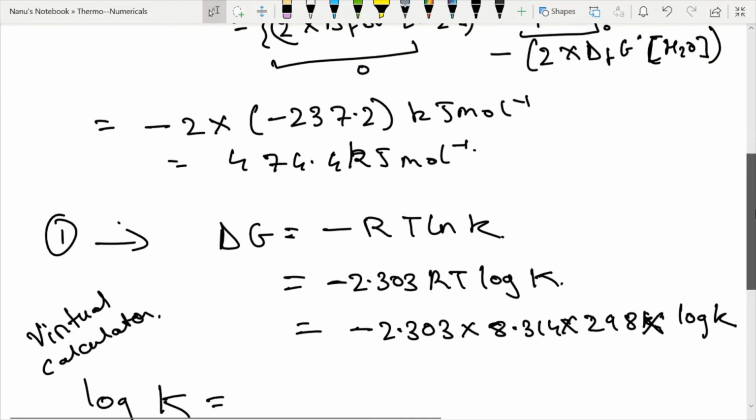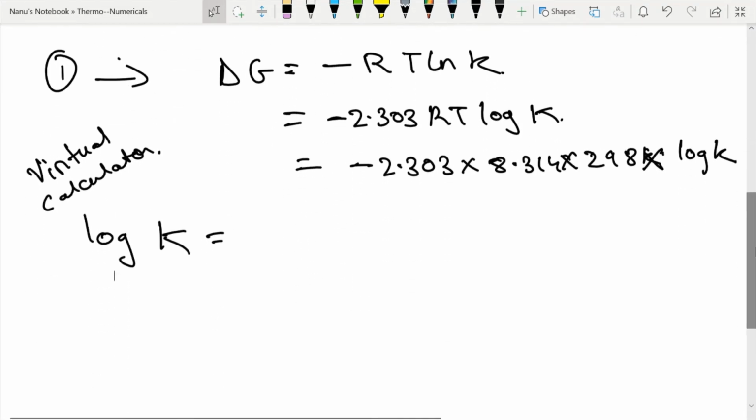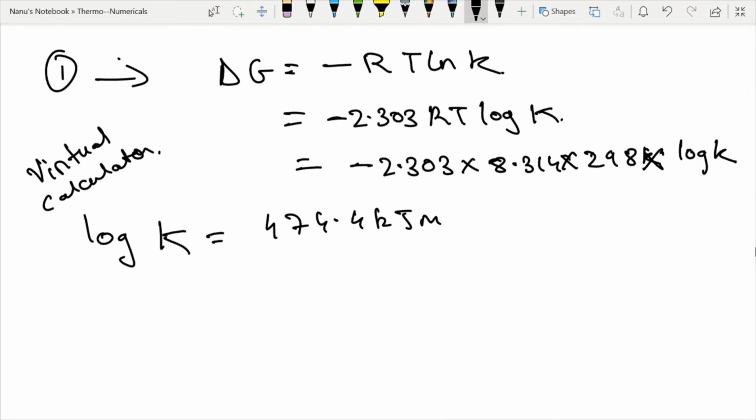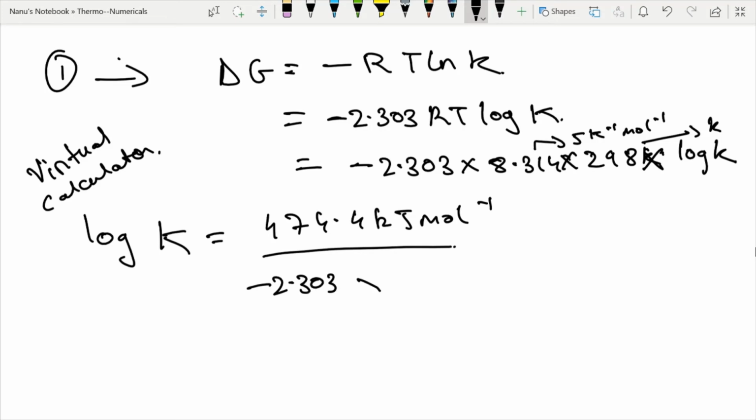It was 474.4 kilojoule per mole. So our log K will be 474.4 kilojoule per mole. Okay, remember this value is in joules per Kelvin per mole. So it's a very good method actually. I'm doing it quite fast for your understanding, but it's a very good policy that you write all the units while you're doing the numericals. You won't ever make a mistake over here.